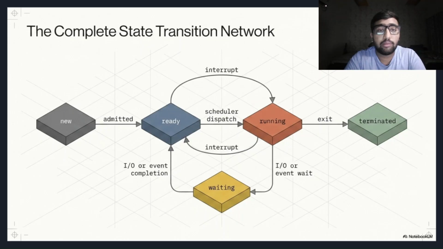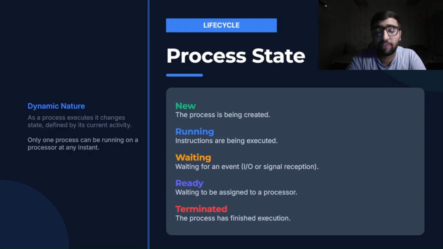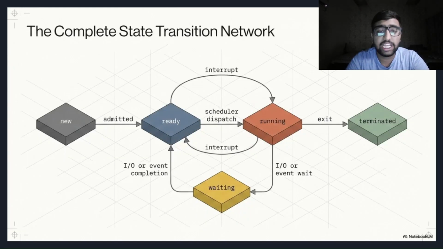Now let us look at the complete transition network associated with a process. The order in which we define the process states here is not a chronological order of how a process transitions in its state. Here is the complete map of how it transitions from one state to another. When a process is created, it is in the new state. Then from the new state, the process is admitted and gets into the ready state. Then through a series of interrupts, the process communicates to the CPU that it is in the ready state, and the scheduler dispatcher converts the process into the running state.